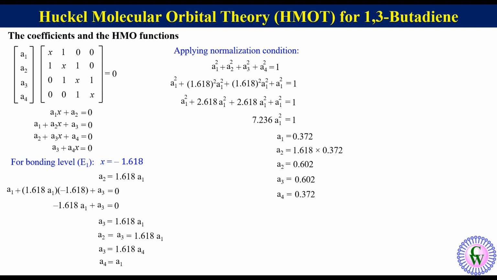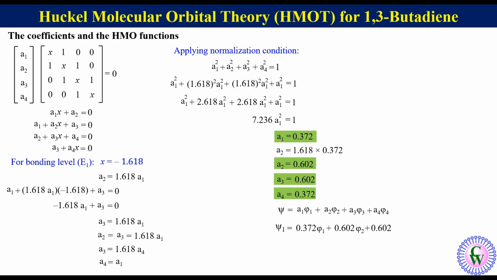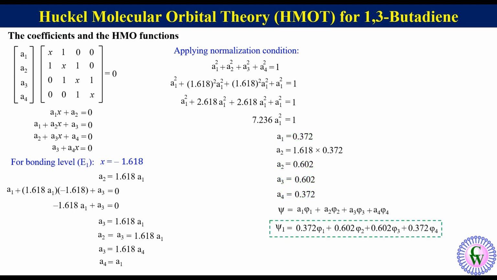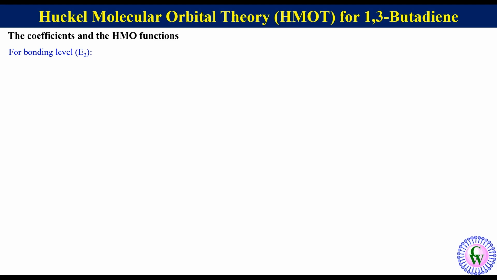We know that the general expression for Huckel molecular orbital is psi is equal to A1 phi 1 plus A2 phi 2 plus A3 phi 3 plus A4 phi 4. Putting the values of A1, A2, A3 and A4 in this equation will give Huckel molecular orbital function for E1 as psi 1 is equal to 0.372 phi 1 plus 0.602 phi 2 plus 0.602 phi 3 plus 0.372 phi 4.